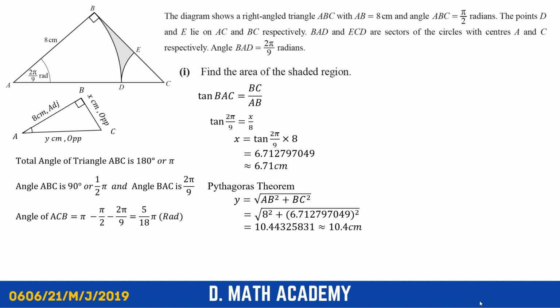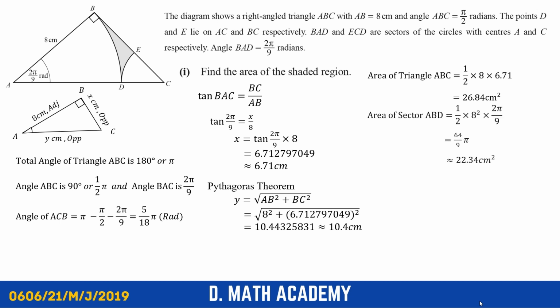10.4 centimeters. I actually labeled it as X cm and Y cm. If you're confused about what the X and Y represent, you can look at the triangle that I drew at the side. So with all this, I can now calculate the area of the total triangle by taking half times BC times AB. Then I get 26.84 centimeters squared.